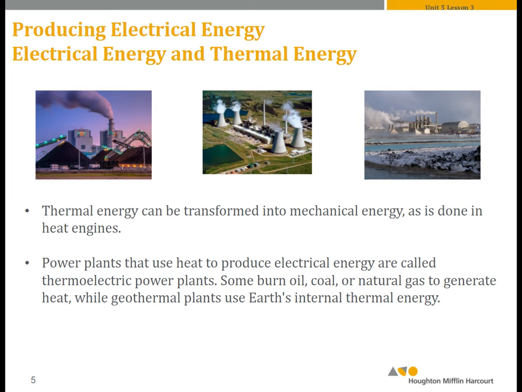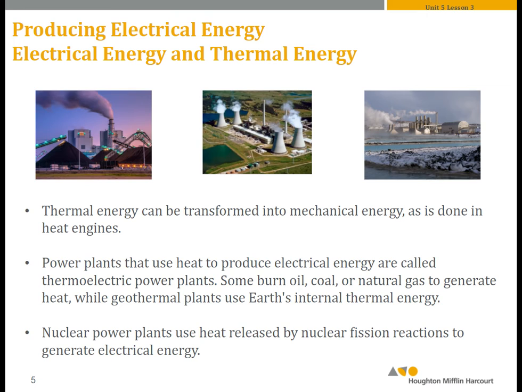Geothermal plants use the internal thermal energy of the earth. There are certain places in the world where the geothermal energy is accessible from the surface. And these are places where you encounter things like geysers or volcanoes. Of course, these are places where we can recognize that internal thermal energy is accessible to us, and we can use that to create or to generate electrical energy.